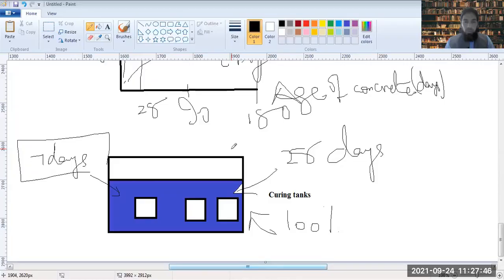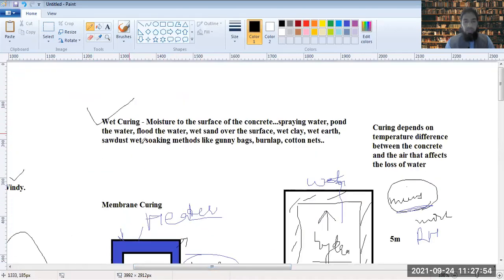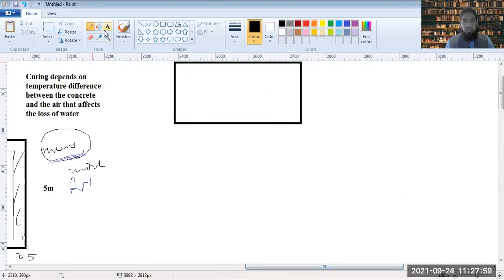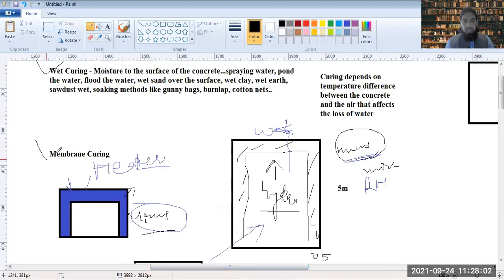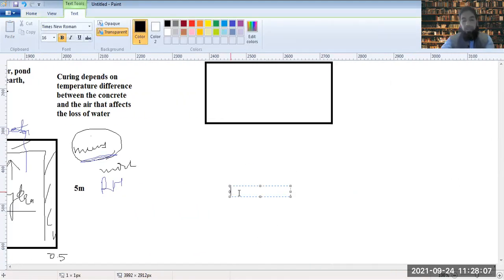So this is about the curing of concrete. What was the purpose of curing of concrete through the wet processes that we discussed? It was to keep the concrete in a moist climate always. But the other one, which is membrane curing, is a reverse process. In this process, you actually prevent the water loss from concrete.